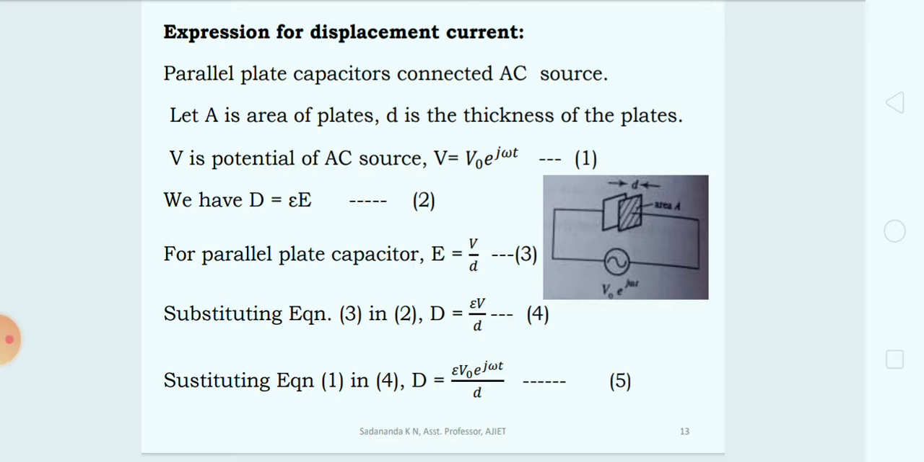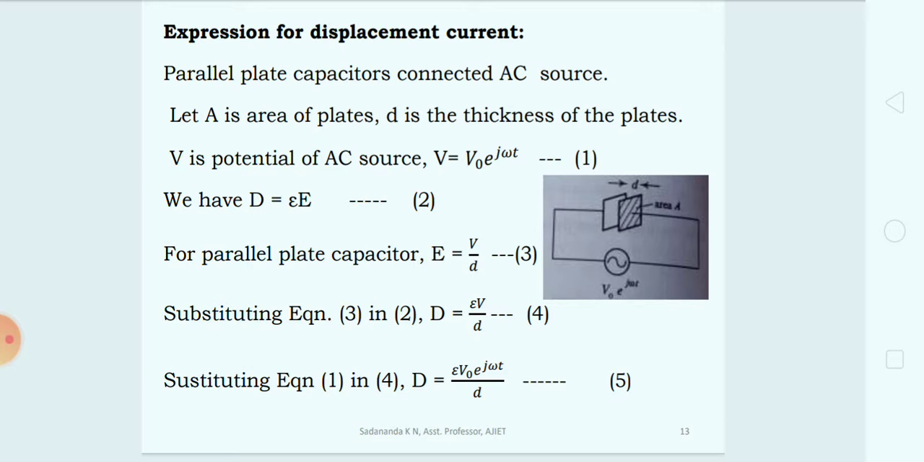We have electric flux density, vector D is equal to epsilon into vector E, where E is the electric field vector and D is the electric flux density. Call this equation number 2. Now when the potential is applied across the plates, there is a development of an electric field. So the developed electric field can be written as E equal to V by d, by the definition of the electric field. Let me call it equation number 3. Now the substitution steps: substitute equation number 3 in 2, so that vector D is equal to epsilon V by d. This is equation number 4.